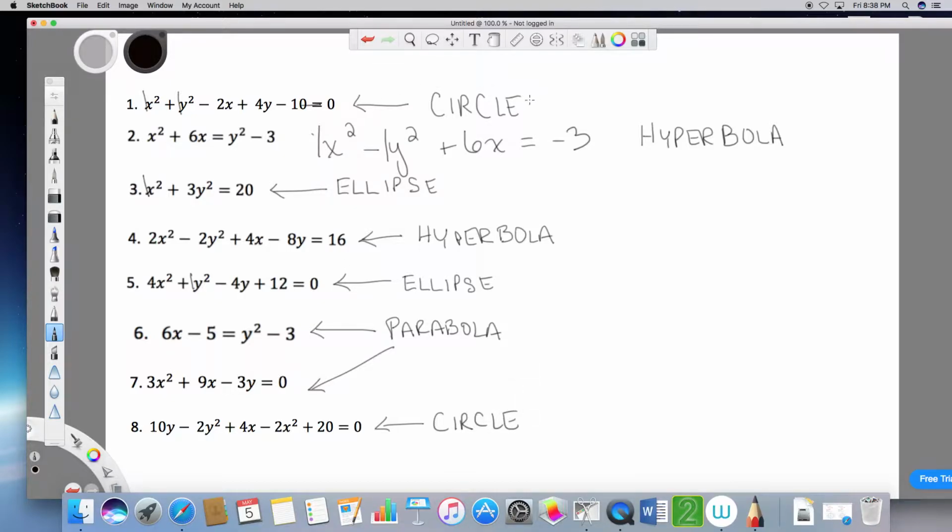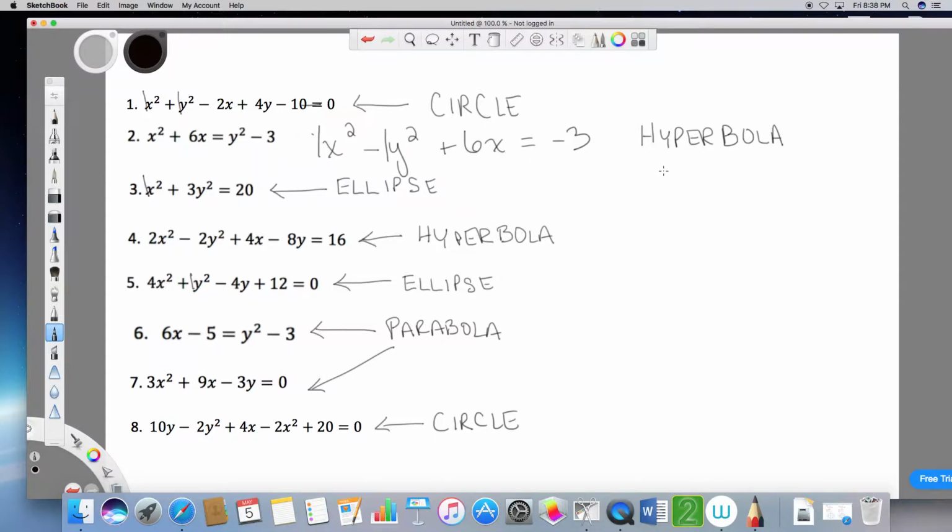All right, so let's summarize real quick on these. On number 1, the coefficients were equal to each other. That's a circle. In number 8, the coefficients were equal to each other. Now, in number 1, the coefficients were both positive, and here it's both negative, but what's important is the coefficients were equal to each other. That's how we knew that those were circles.